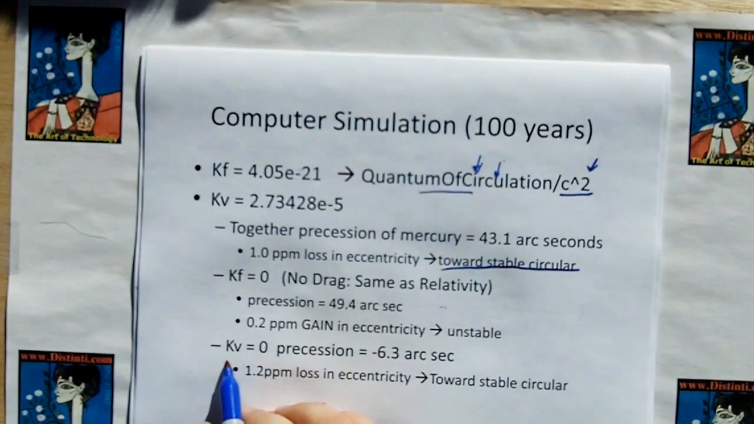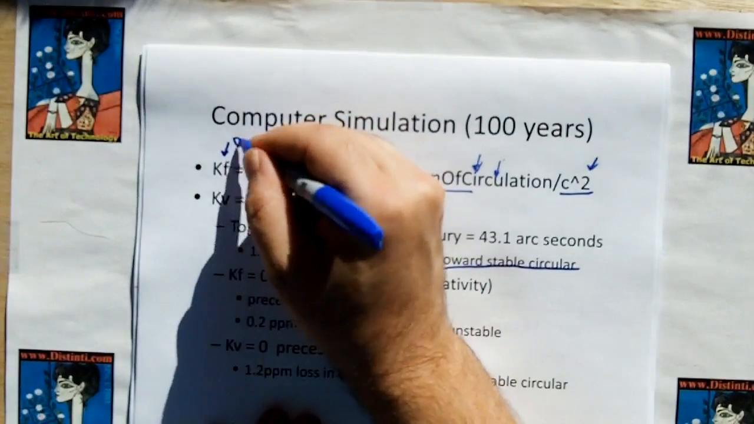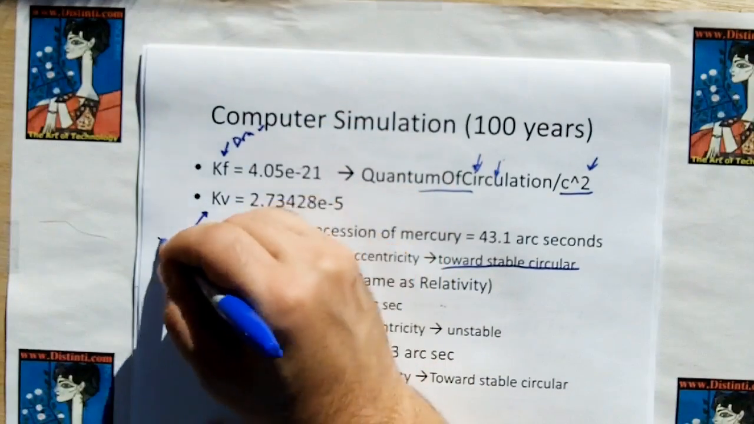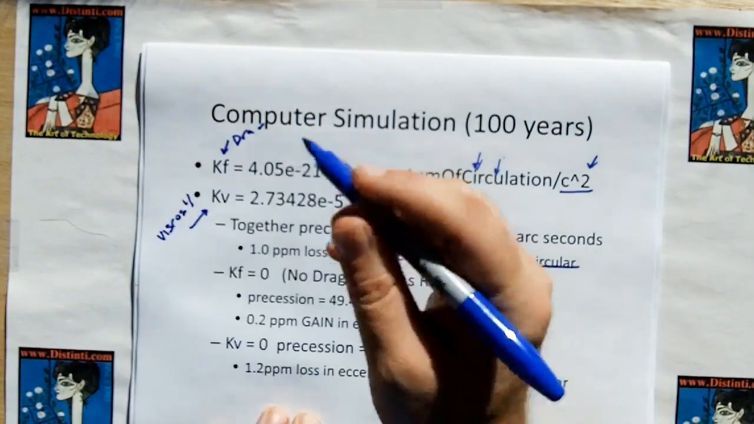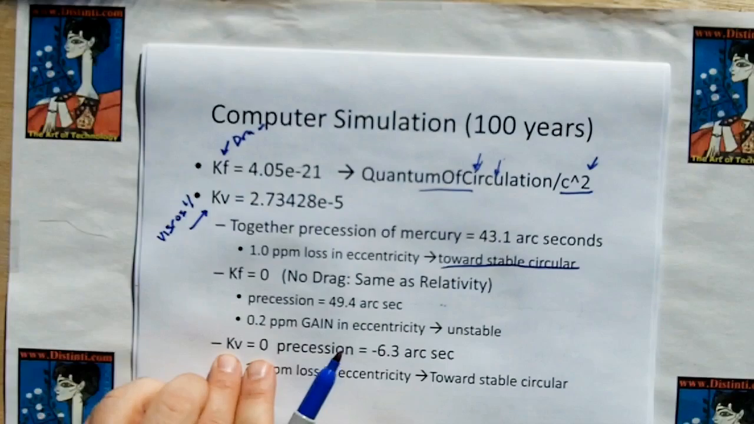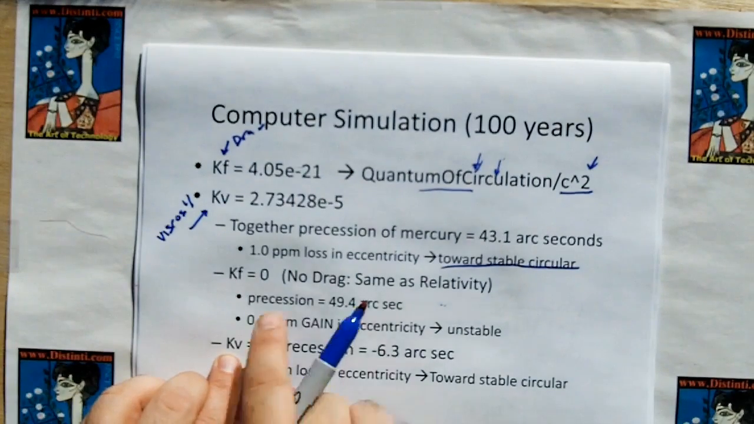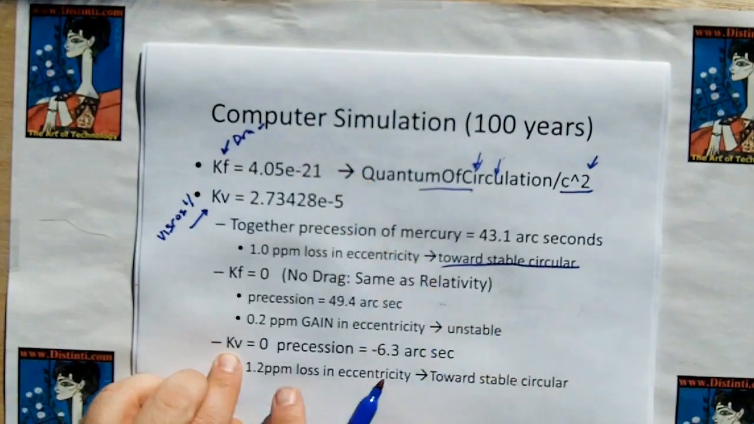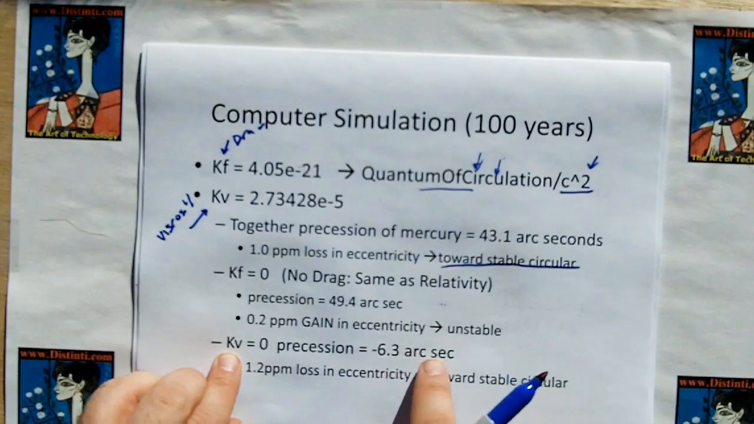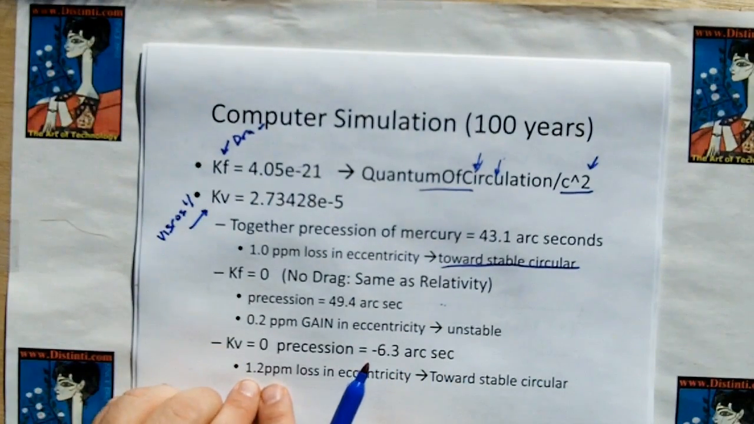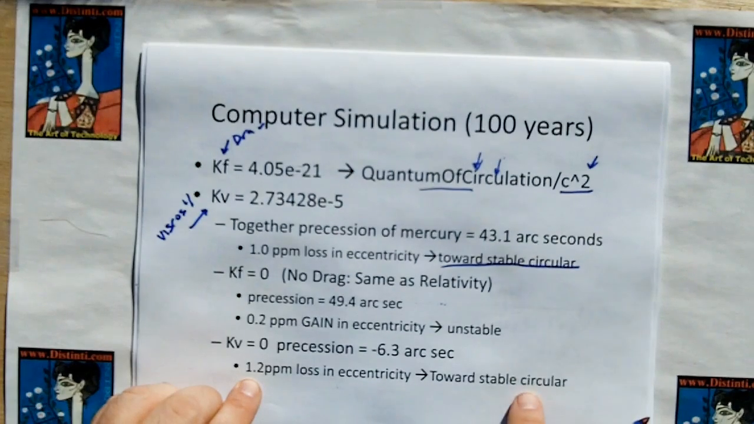Now, this is the drag, and this is the viscosity heating. But if I set the viscosity heating to 0 and just go with the friction, the drag, the precession goes negative, like we said in the last video, to minus 6.3 arc seconds, but we have a 1.2 part per million loss in eccentricity, and we're still going toward a stable orbit.